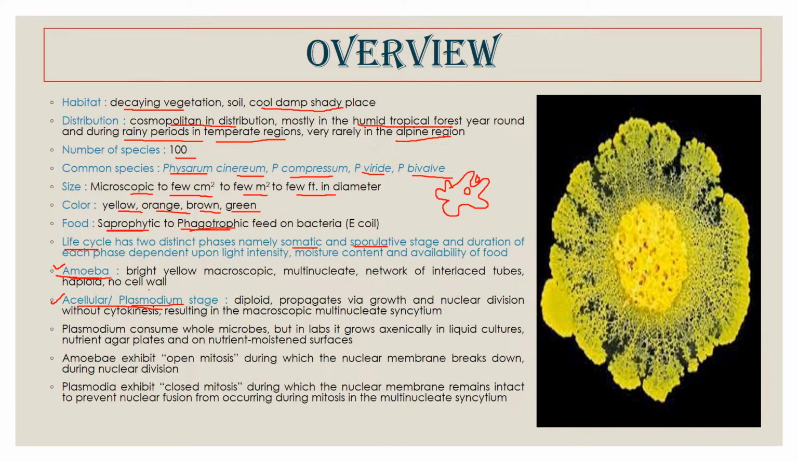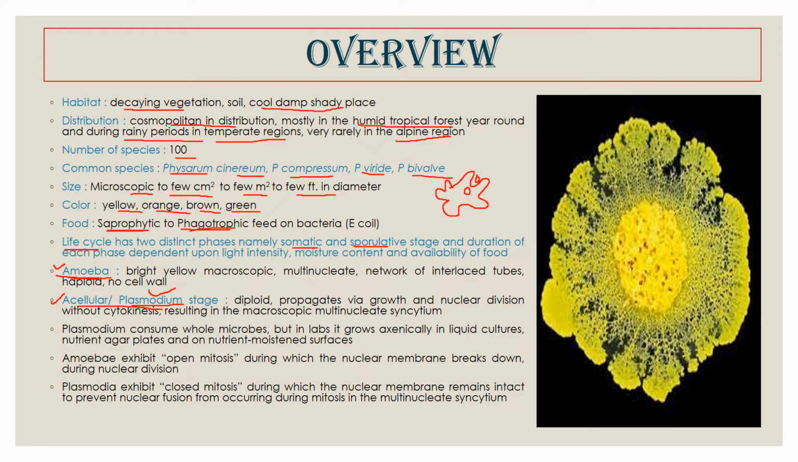So when this plasmodium increases in size, it is called a megaplasmodium, and after a certain period of gathering food, if the condition is very conducive, the plasmodium gets ready for reproduction. This is what we call that the plasmodium, when it is matured, becomes ready for reproduction.